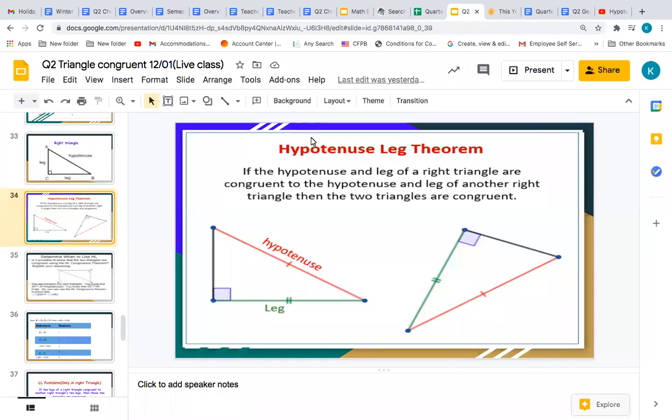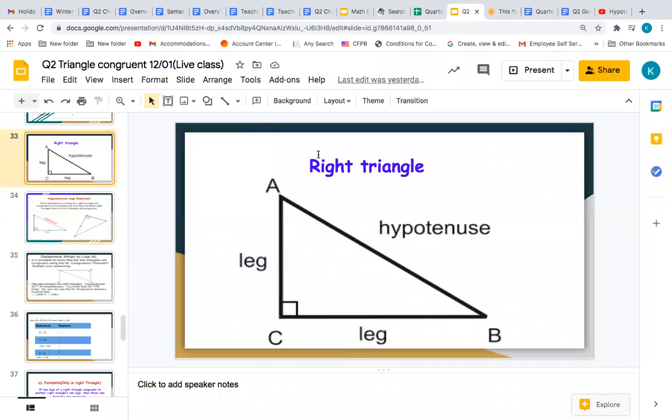Today we're just going to look at the hypotenuse leg theorem. This theorem can only work in a right triangle. Once again, the hypotenuse leg theorem or postulate can work only if you have a right triangle. What is a right triangle? You have to have a 90-degree interior angle in a triangle. That's called a right triangle.